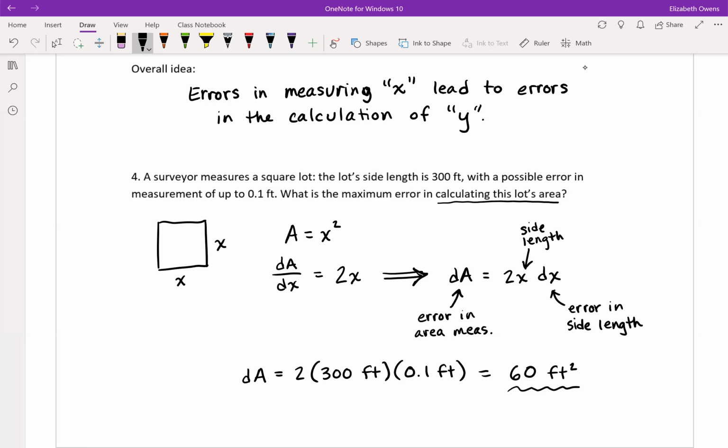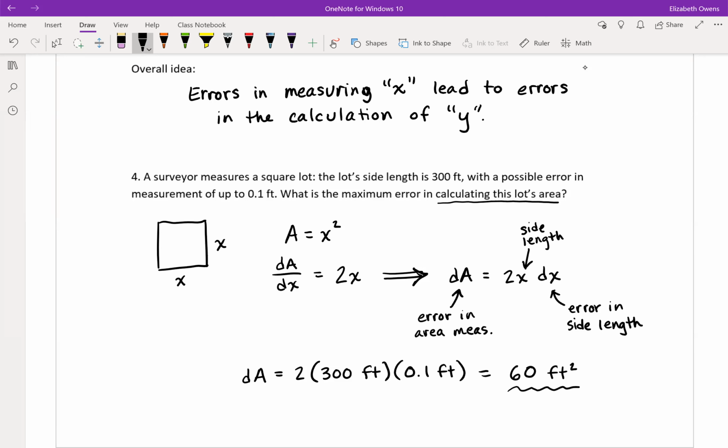Now, you might look at that and say, from one camp or the other, either, wow, that's a lot of error in the area. 60 square feet is a reasonably sized room. That's like a 10 foot by 6 foot space. That's pretty significant. Or you might say, oh, 60 square feet is not that much. That's not that big of a room. So you're probably in one camp or the other there.